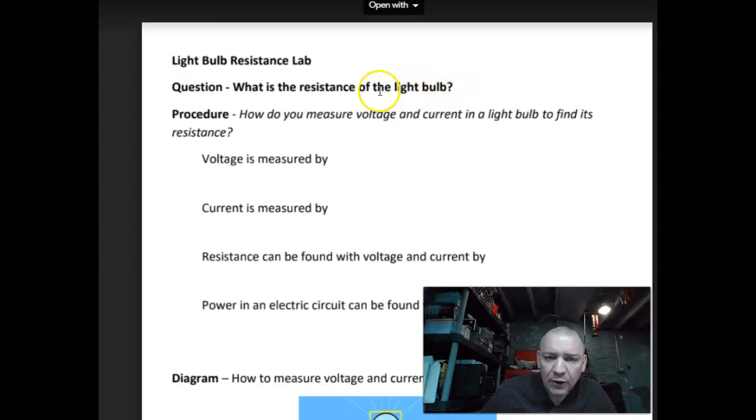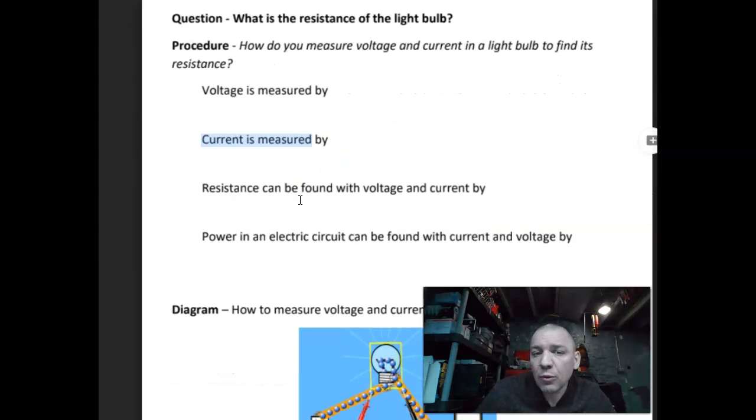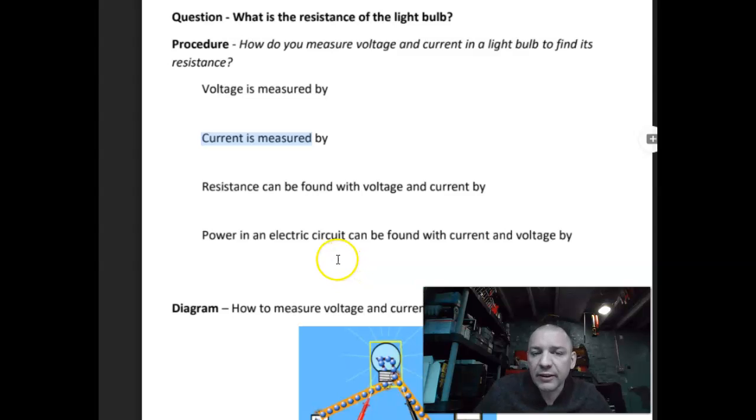There are different light bulbs that are used to measure here, and we want to find out what those values are under different conditions. So for the procedure, we need to measure voltage and current in this circuit to find out the resistance, because we can't measure the resistance directly while the circuit's powered.